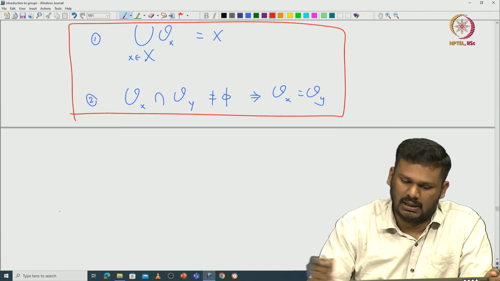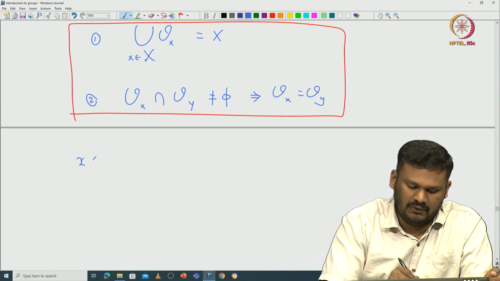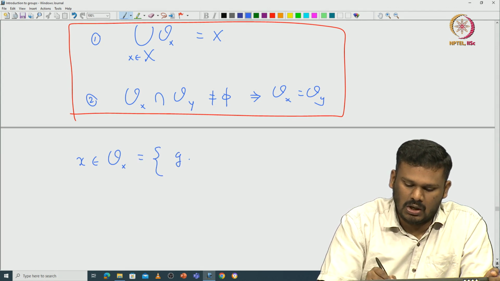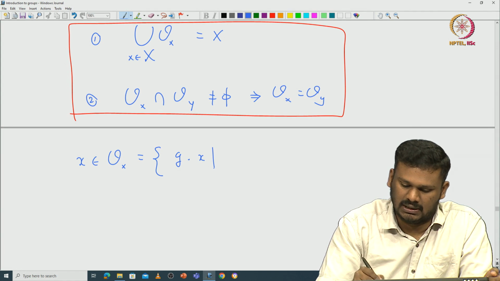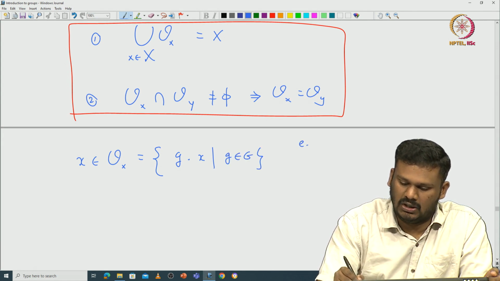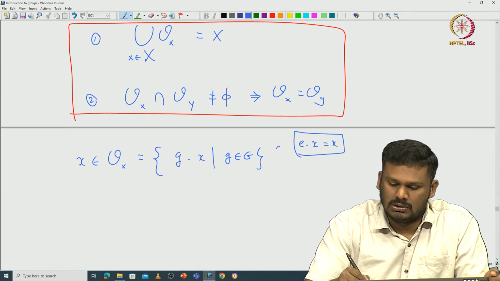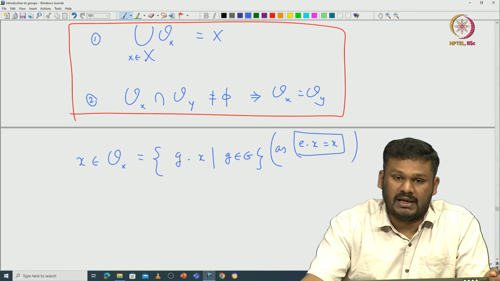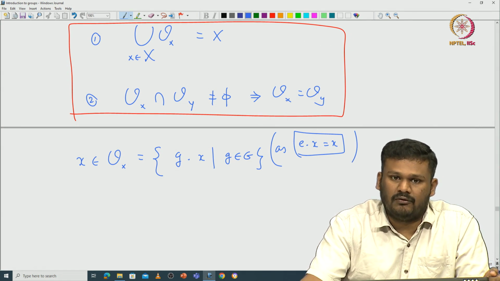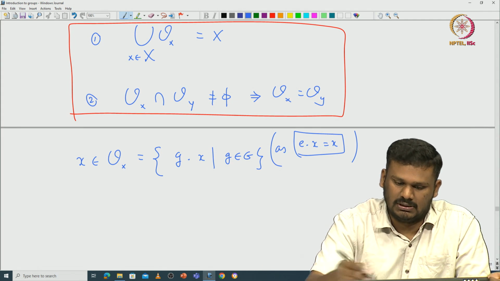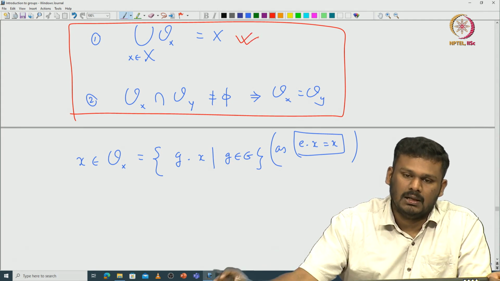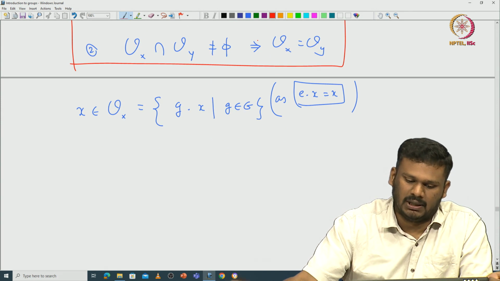So, the first one is obvious. Why? Because x is always there in O_x. What is O_x by definition? It is all the images of x under the action of capital G. Note that if I take e dot x, that is exactly x. So x is always in the orbit of x. In particular, the union of orbits will be capital X. So this is obvious.